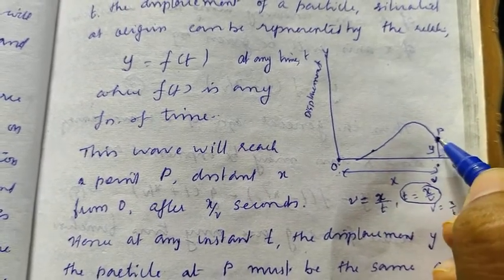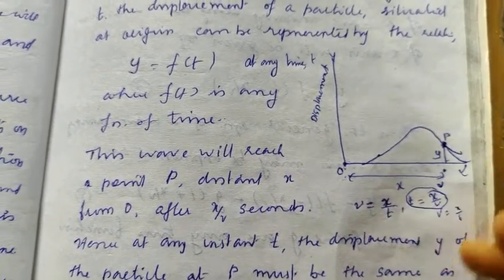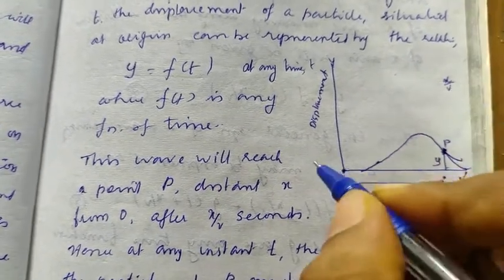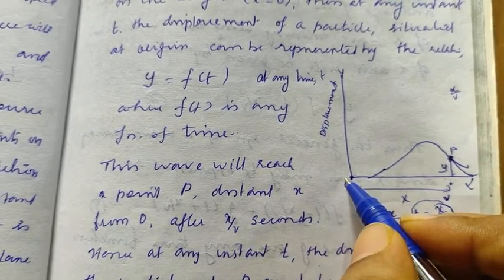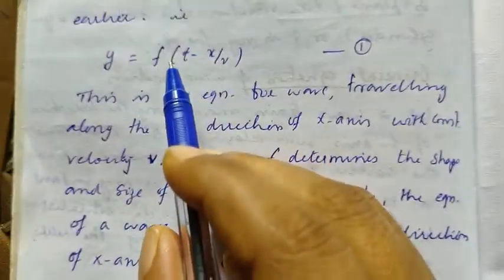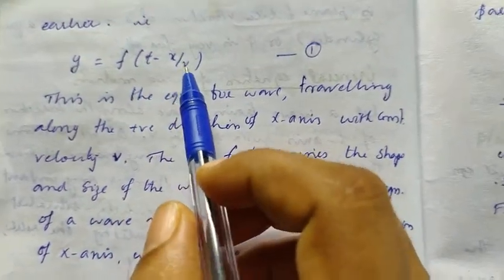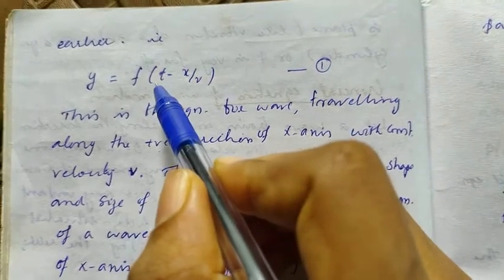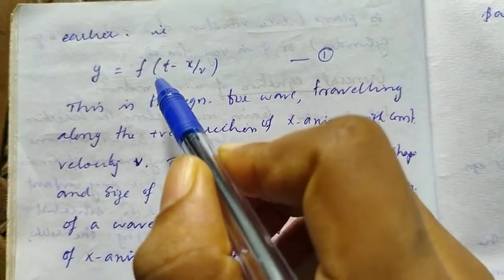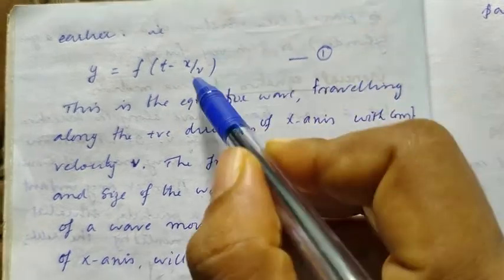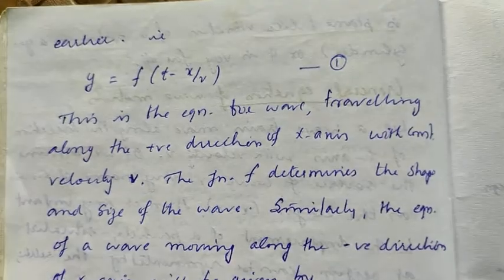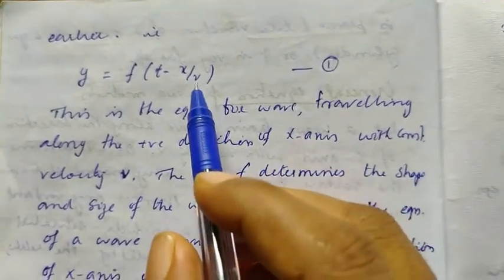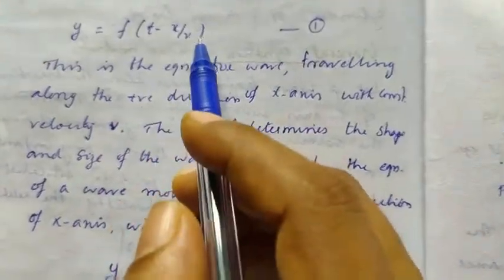അപ്പോൾ ഇവിടെ പ്രൊഡ്യൂസ് ചെയ്യുന്ന ഡിസ്പ്ലേസ്മെൻ്റ് എന്ന് പറയുന്നത് ആക്ച്വലി x by v ടൈം മുൻപ് ഇവിടെ പ്രൊഡ്യൂസ് ചെയ്ത അതേ ഡിസ്പ്ലേസ്മെൻ്റ് തന്നെയാണ്, അതേ ഡിസ്റ്റർബൻസ് തന്നെയാണ്. ഓക്കെ, അപ്പോൾ അതിൻ്റെ ഡിസ്പ്ലേസ്മെൻ്റ് നമുക്ക് എങ്ങനെ റെപ്രസെൻ്റ് ചെയ്യാം? y is equal to f of t minus x by v. ഓക്കെ, അതായത് ഒറിജിനൽ പ്രൊഡ്യൂസ് ചെയ്ത അതേ ഡിസ്പ്ലേസ്മെൻ്റ് തന്നെയാണ്, അത് തന്നെയാണ് പിയിലെത്തിയത്. പക്ഷേ പിയിലെത്തുമ്പോൾ എന്താണ്, അത് x by v ടൈം മുൻപ് ഒറിജിനൽ പ്രൊഡ്യൂസ് ചെയ്ത ഡിസ്പ്ലേസ്മെൻ്റ് ആണ്. അതുകൊണ്ടാണ് t minus x by v എന്ന് എഴുതുന്നത്.